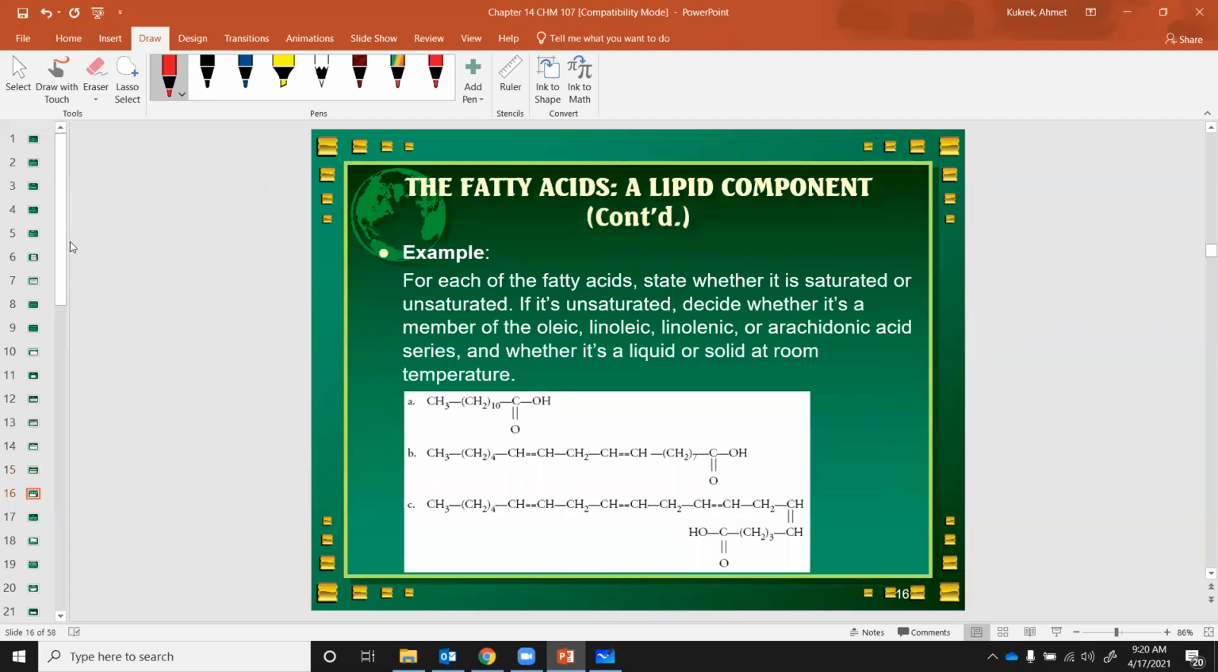Okay, so for instance, this one: for each of the fatty acids, state whether it's saturated or unsaturated. If it's unsaturated, decide whether it's oleic. We don't have to really know. But as you can see, this one is actually saturated, right? There's no double bond. This is saturated. And this is unsaturated. You have a double bond right here. And this is also unsaturated. You have a double bond there and a double bond there. Make sense?